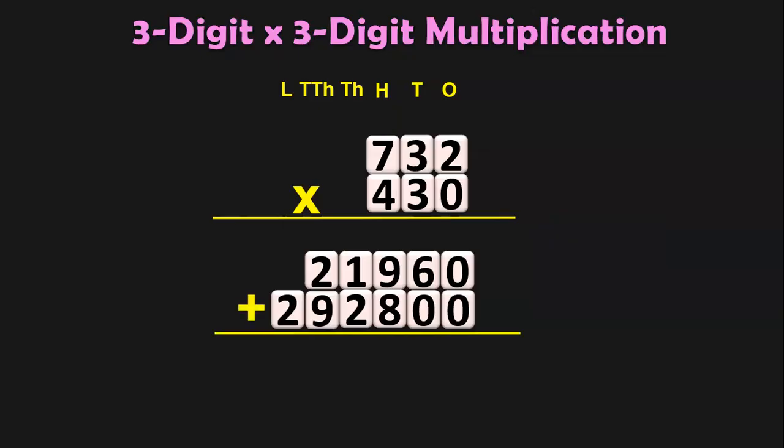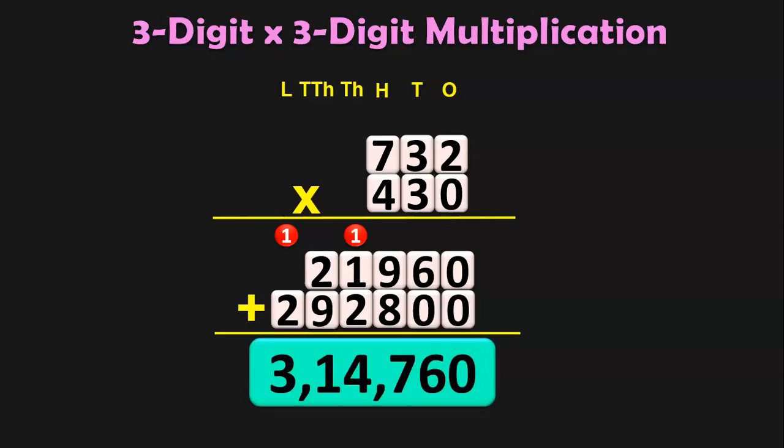So now we have to add these two products that you have got. 0 plus 0 is 0, 6 plus 0 is 6, 9 plus 8 is 17, 7 carry over 1. 1 plus 1 is 2, 2 plus 2 is 4, 2 plus 9 is 11, 1 carry over 1. 1 plus 2 is 3. So the answer is 3,14,760.